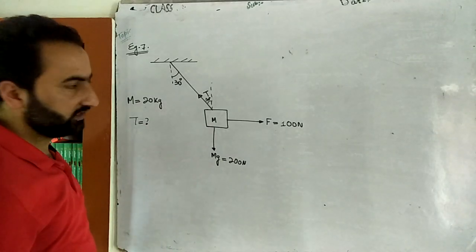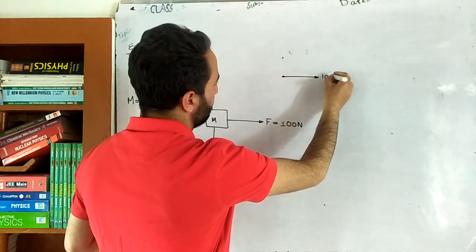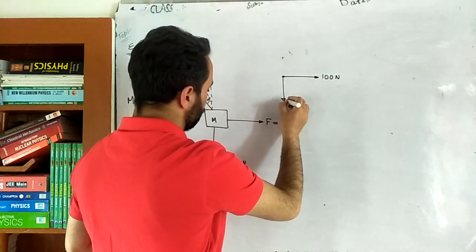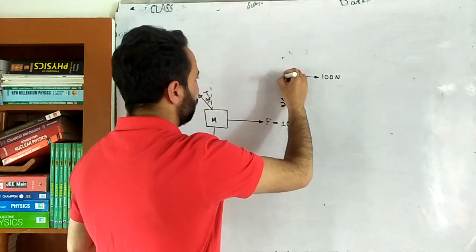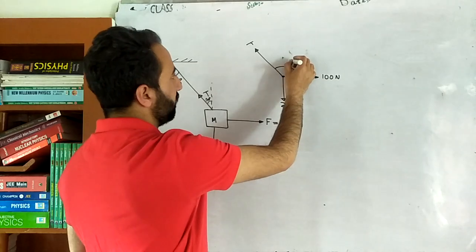There is no rocket science in this. Construct the free body diagram like this, then apply Lami's theorem. So in this direction there is a force that is 100 Newton. In the downward direction there is a force equal to 100 Newton. Then along this very direction there is tension in the string T, and this angle is obviously 90 plus 30, that's 120.